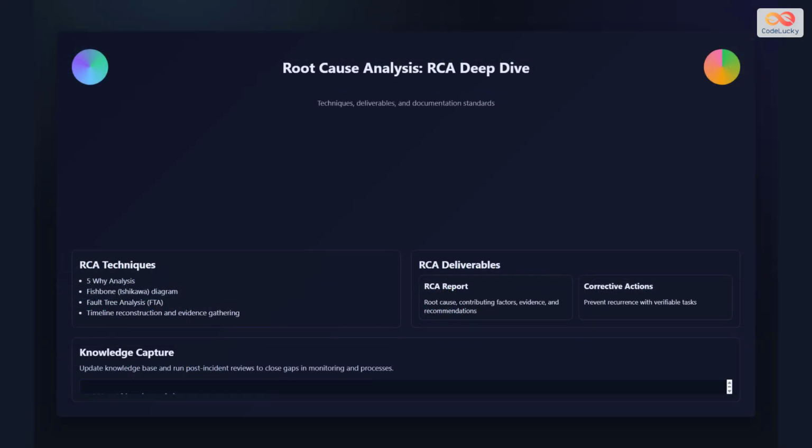These 3 processes work together in a continuous cycle. Incidents trigger problem investigations when root causes are not immediately obvious. Problem analysis leads to changes that implement permanent solutions and prevent future incidents. Changes must be carefully managed to avoid creating new incidents.